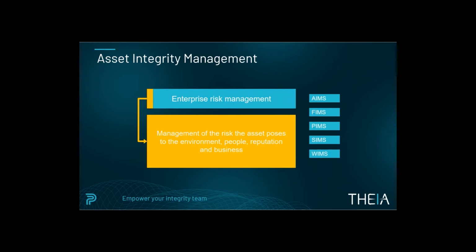So, pipeline integrity management. There's a broader concept that most operators will be familiar with, which is enterprise risk management. This would cover all kinds of risks. Could be riots, pandemics, currency fluctuations, oil price. And part of that risk is the risk that the asset poses to the environment, people, reputation, and business. That could be wrapped up in one umbrella called asset integrity management. And we're really focusing on one part of it, which is pipeline integrity management.